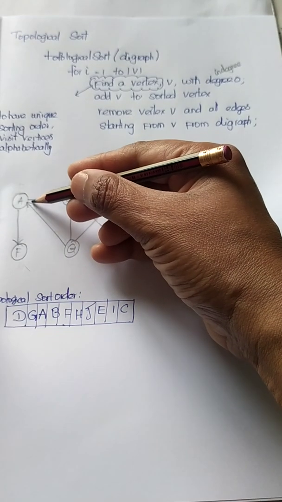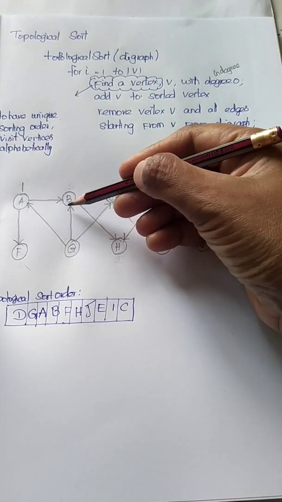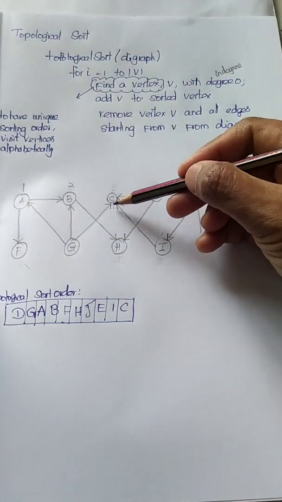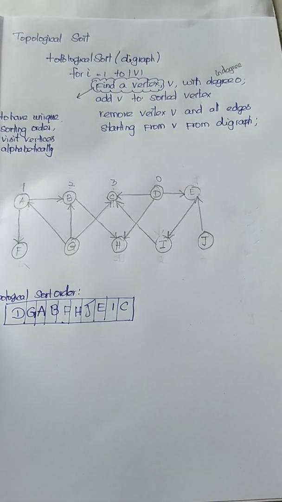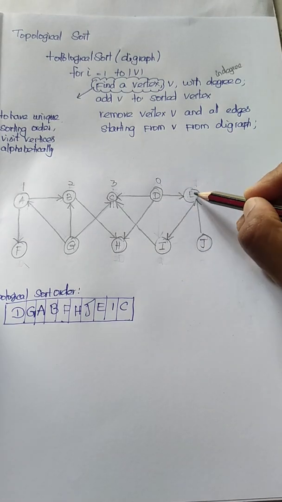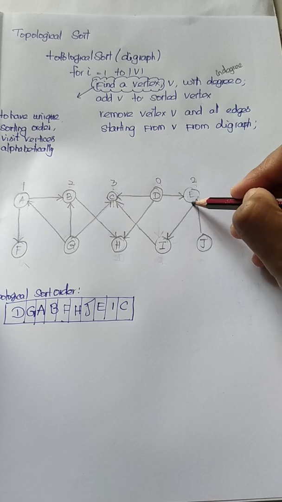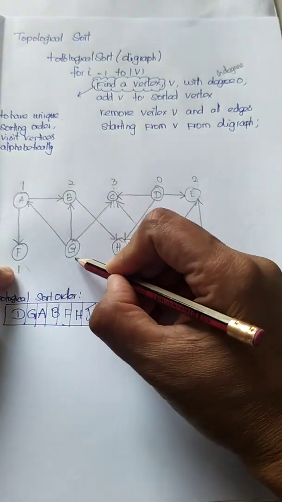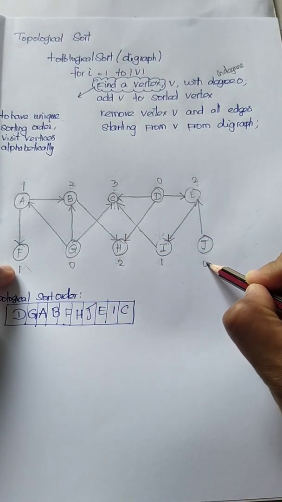For A, only one inward edge, so the in degree is 1. For B, two inward edges, degree is 2. For C, three inward edges, so the degree is 3. For D, nothing, so 0. For E, it's 2. There is an edge here, an inward edge, not outgoing. So this one is outgoing. Okay, for F 1, for G 0, for H 2, for I 1, for J 0.